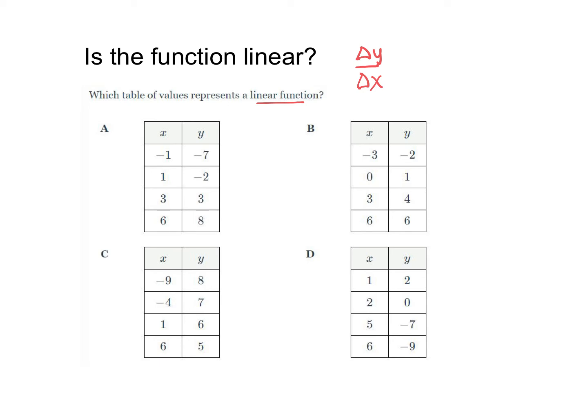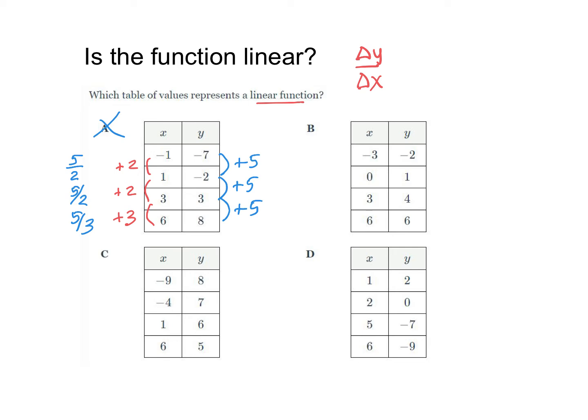So my change in x, -1 to 1 is +2. 1 to 3 is +2. 3 to 6 is +3. My y is -7 to -2, is +5. -2 to 3 is +5. 3 to 8 is +5. I immediately see a problem because my change in y over change in x is going to be 5 over 2 in the first case, 5 over 2 in the second case, and 5 over 3 in the third. This is not linear.